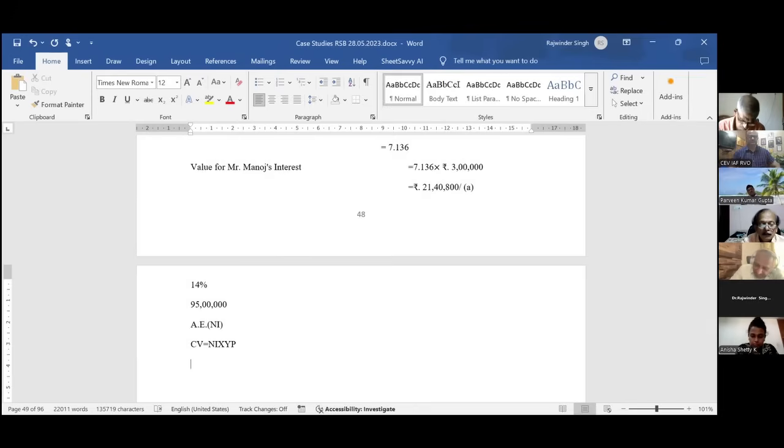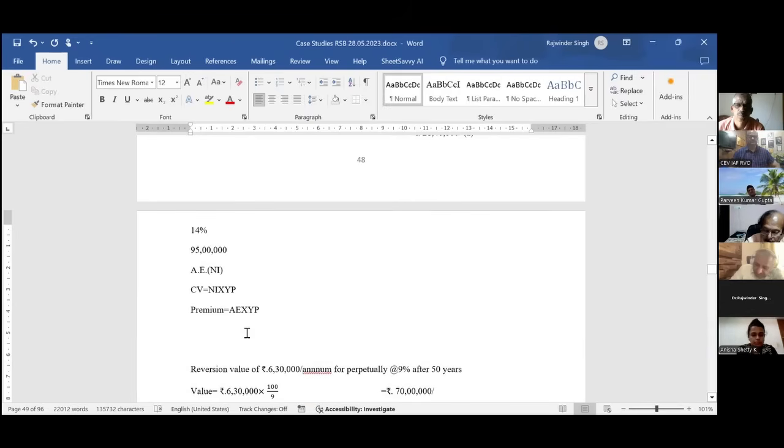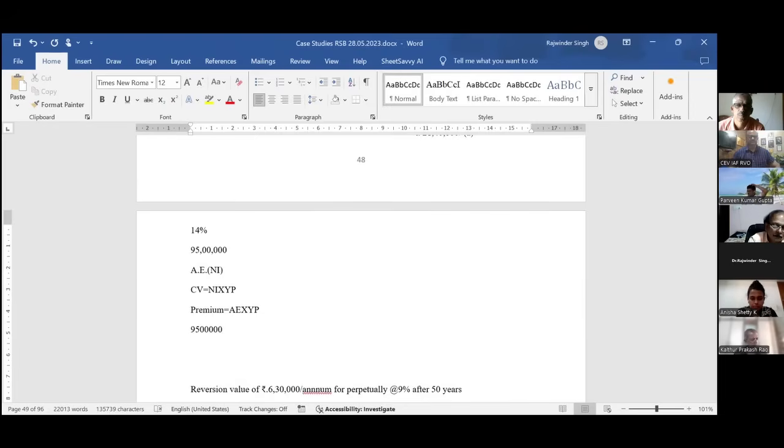तो अगर हम इसको कंपेयर करें, इफ वी कंपेयर इट विद प्रीमियम इक्वल्स टू एनुअल इक्विवेलेंट इनटू वाई, दोनों सिमिलर हो गए. कंपेयर करो, चीज तो वही बन गई. सो प्रीमियम, यू हैव प्रीमियम ऑफ 95 lakh is equals to annual equivalent multiplied by YP, you know it is 7.1.